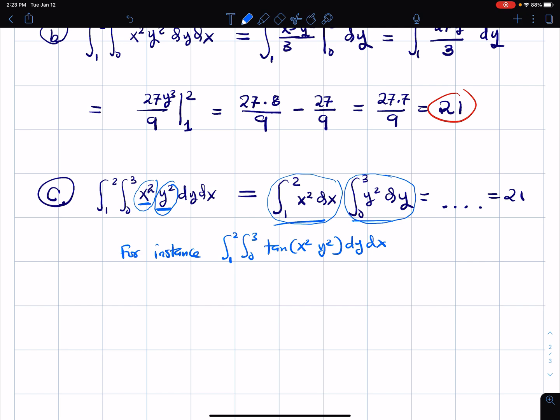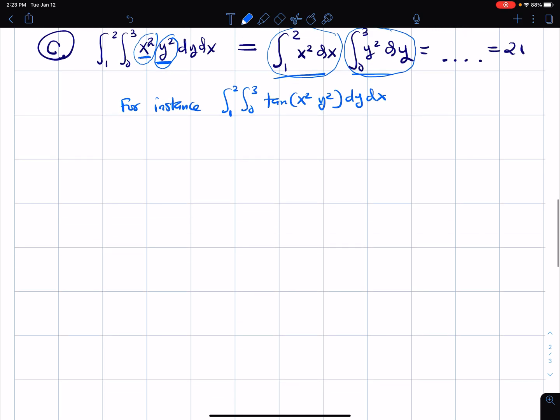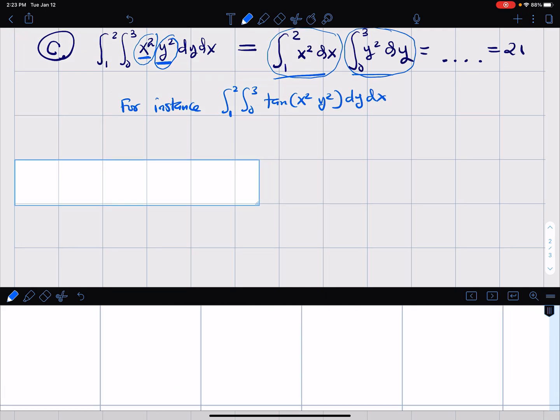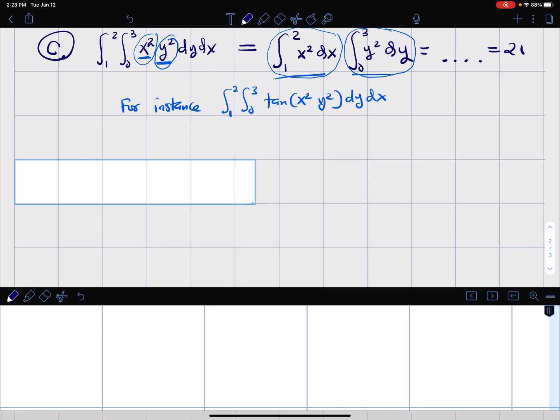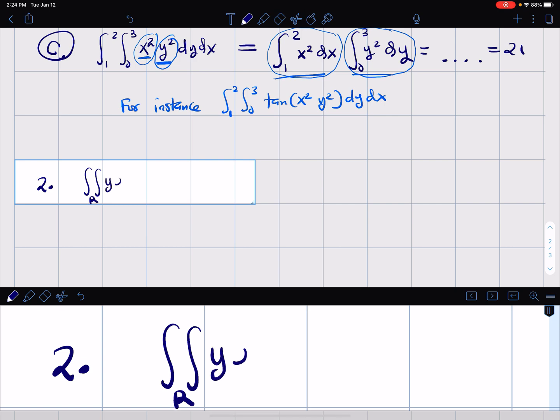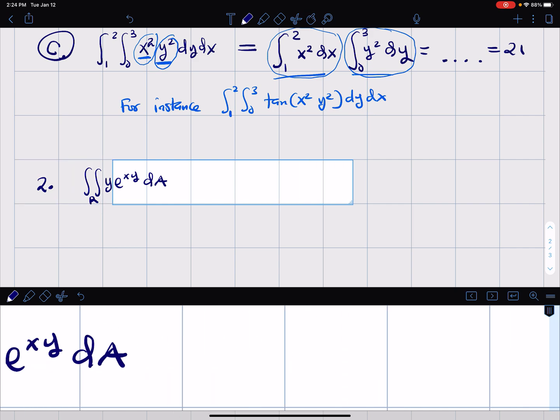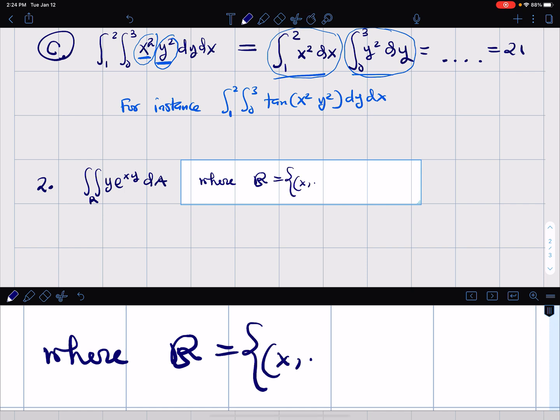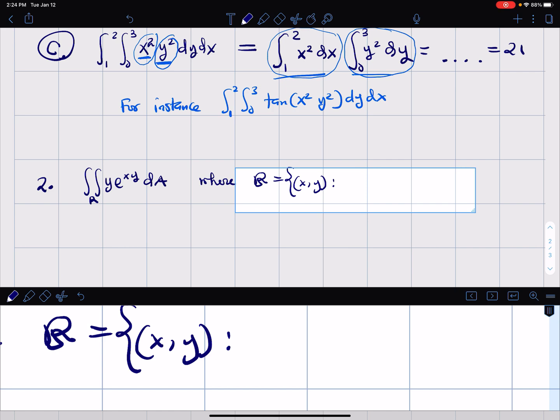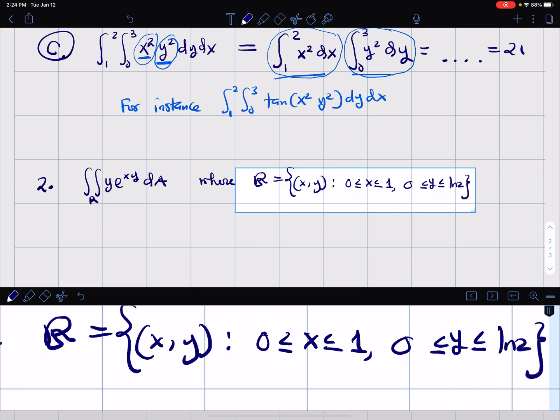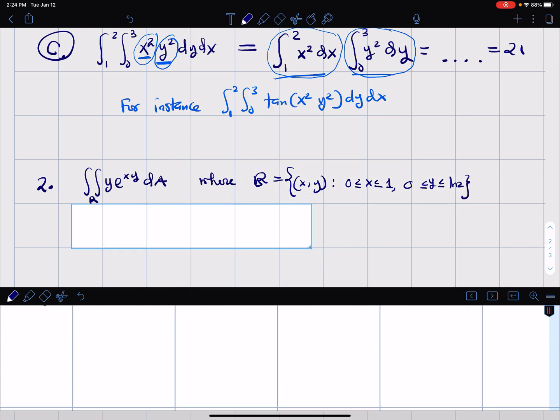Okay, so let's try another problem. So let's do this integral of y e to the xy dA, where R is equal to the region such that x is between 0 and 1, and y is between 0 and natural log of 2. All right. And let's look at what we have.